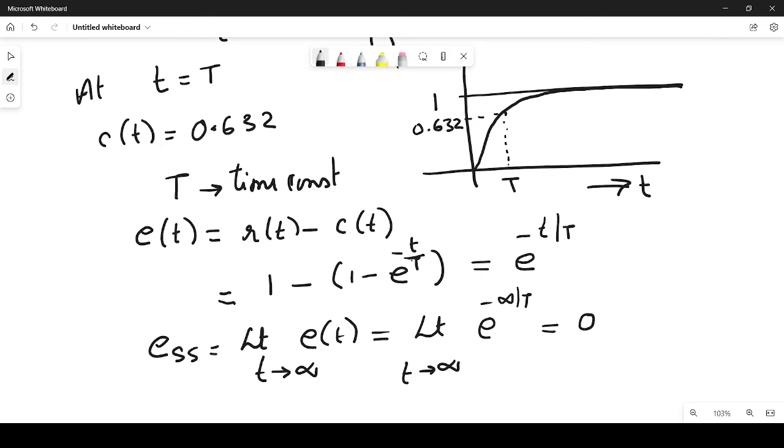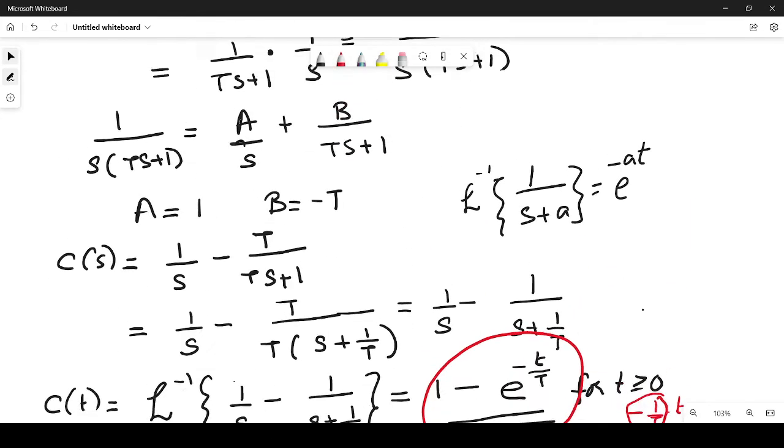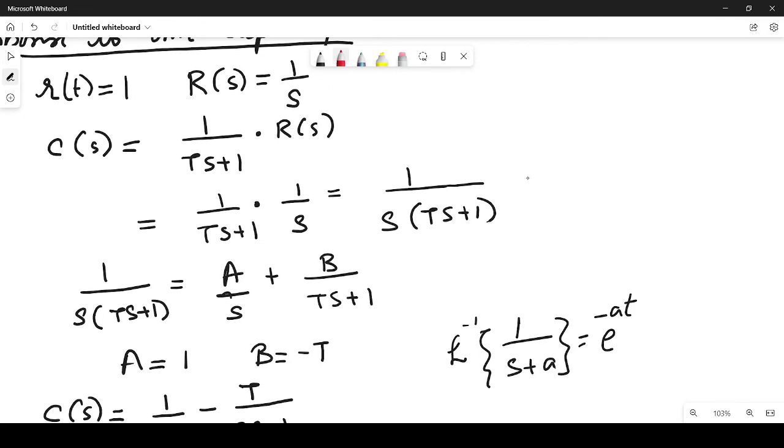Now when you observe this output, 1 minus e raised to minus this expression, you can see that the exponential term is e raised to minus 1 by T into t. This minus 1 by T is nothing but the pole of the transfer function. The transfer function we have is 1 by s into, if I take that T outside, s plus 1 by T. If you multiply it, you will be getting s into Ts plus 1.